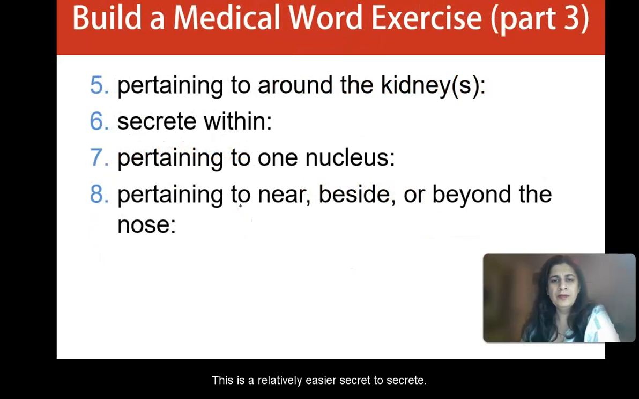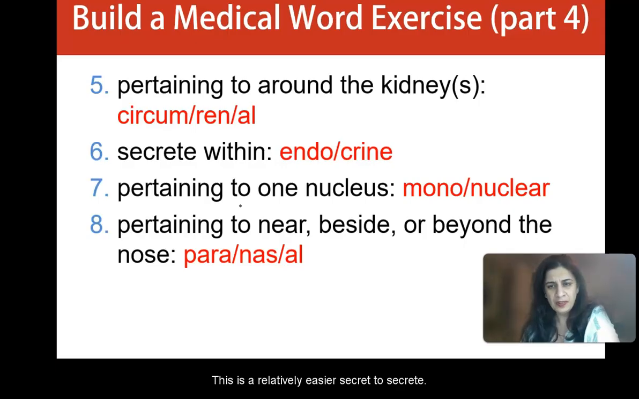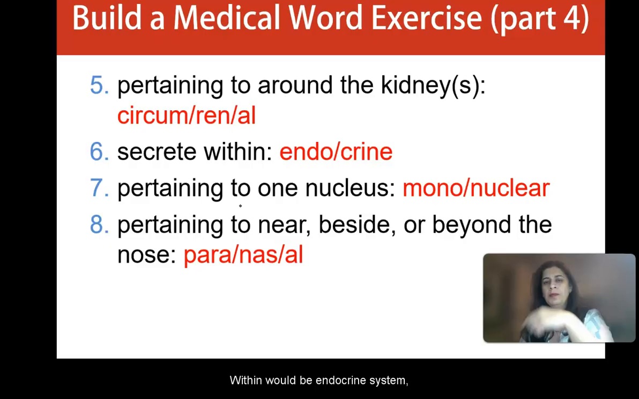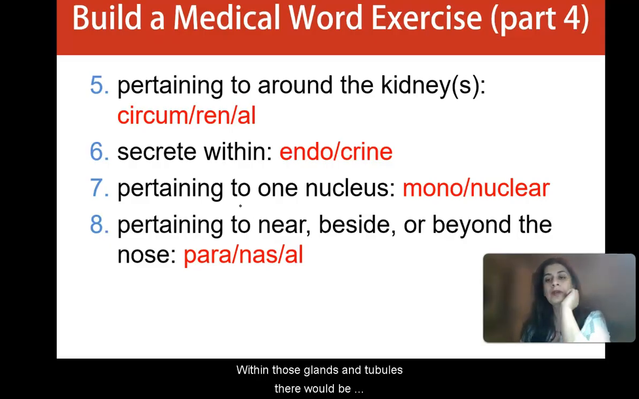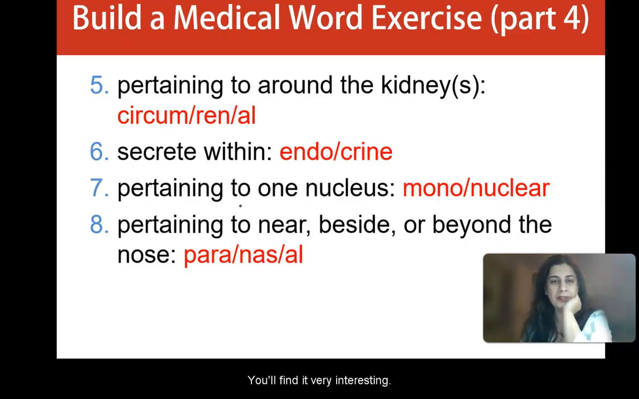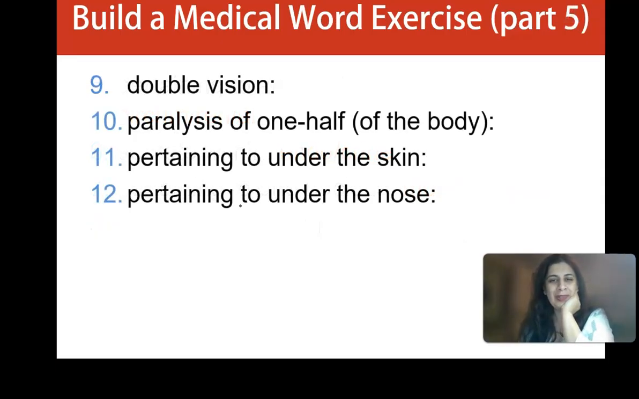This is a relatively easier one. To secrete within would be the endocrine system. The glands that secrete within, those glands and tubules, that would be the endocrine system. We will talk about it in detail in this class. That endocrine system is very, very interesting. You'll find it very interesting. We'll talk about it in detail when the time comes.